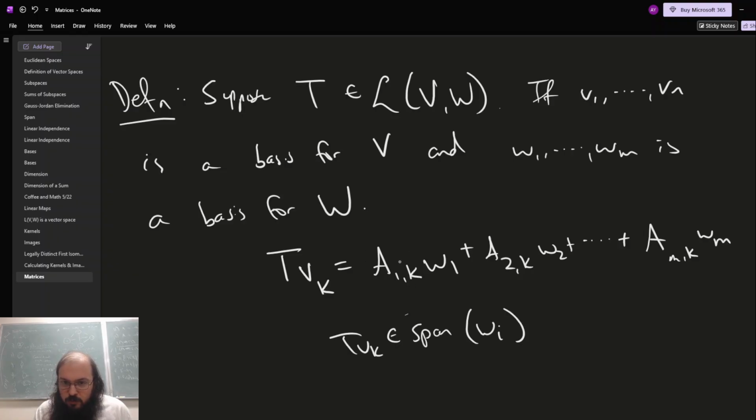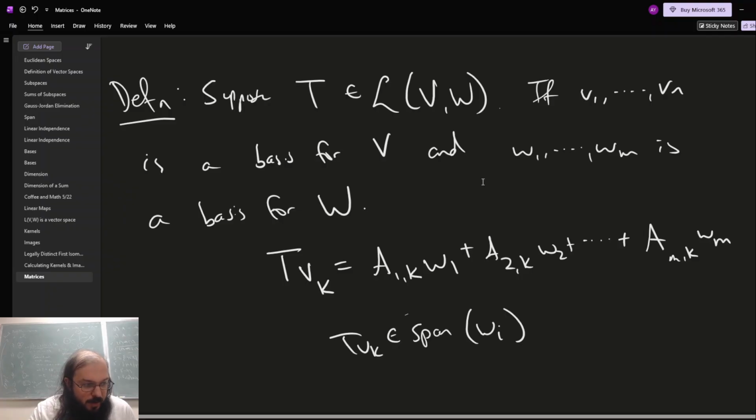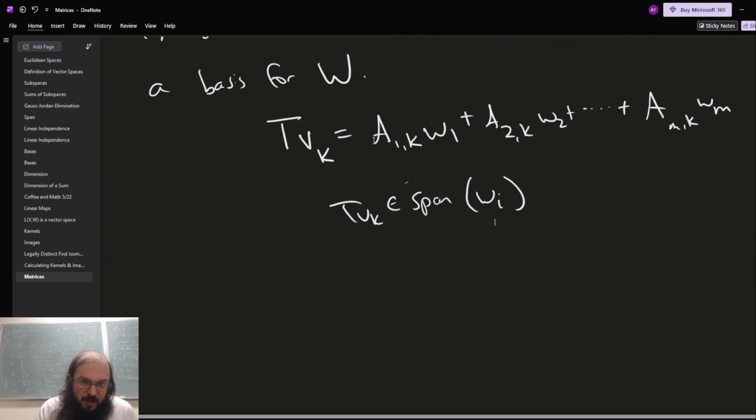The coefficients then give us the entries of a column of a matrix, right? You'll notice this is row 1, column k, row 2, column k, and so on. And so in this way, we can encode everything about how a matrix works, basically just, I'm going to use the phrase at a glance. Let's give an example.